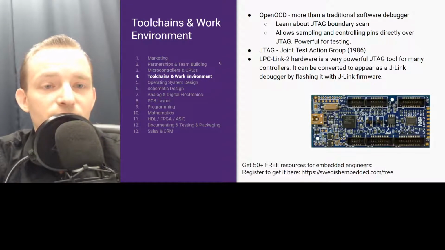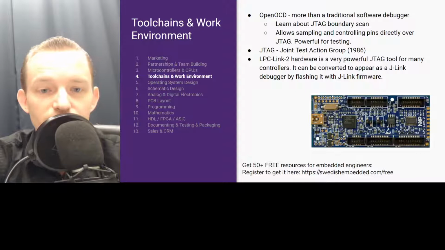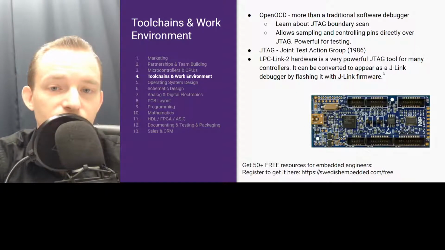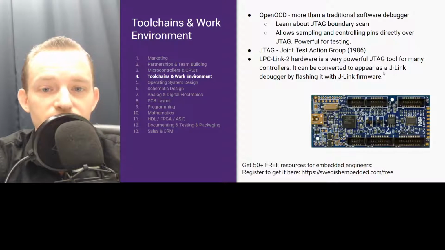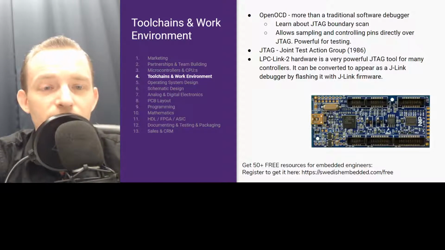Toolchains. One of the things that you can do with OpenOCD is a JTAG interface tool. So you can interface to the chip's JTAG hardware through a JTAG adapter, like, for example, this one. This is an LPC Link 2 hardware, which you can flash with a standard firmware that makes it resemble a J-Link debugger. And you can then interface it with a lot of different tools.